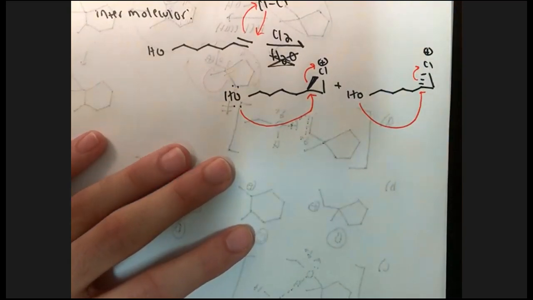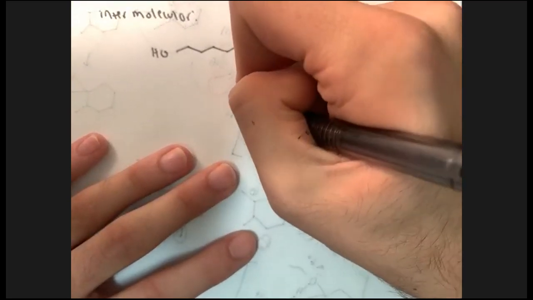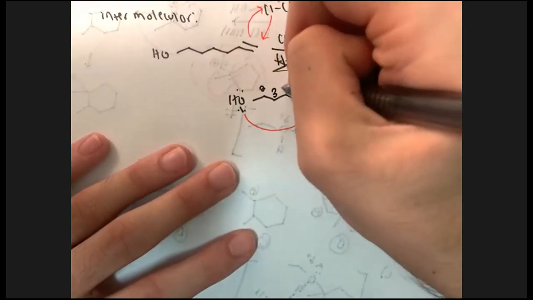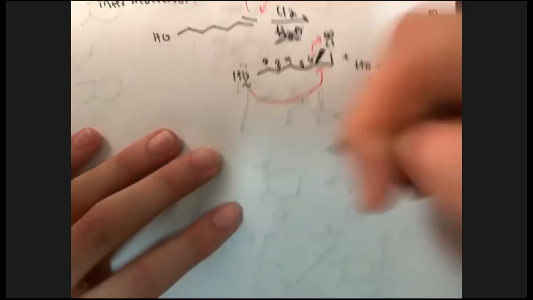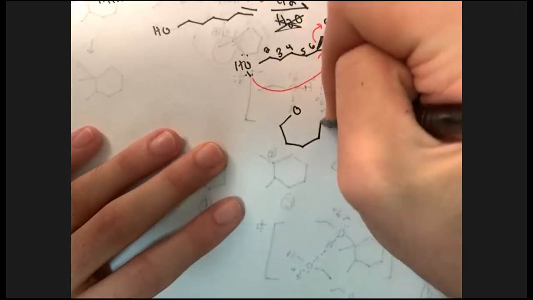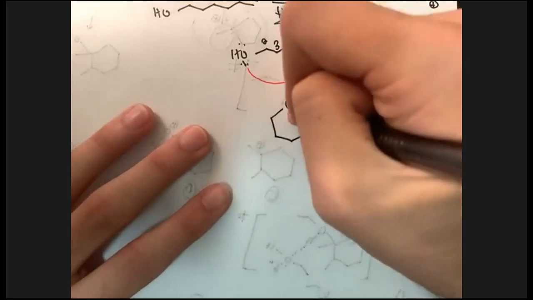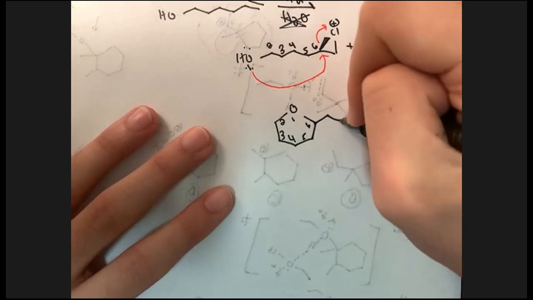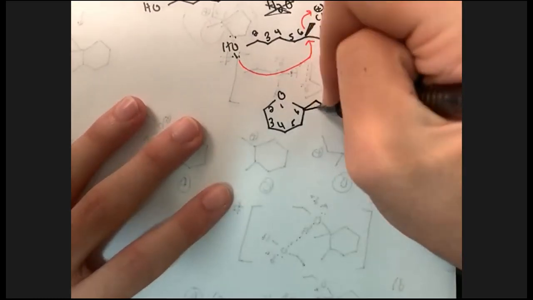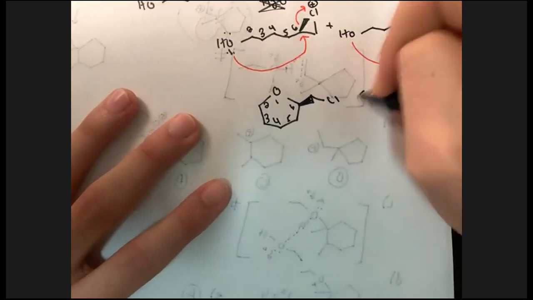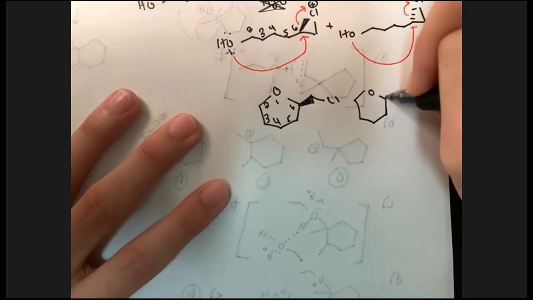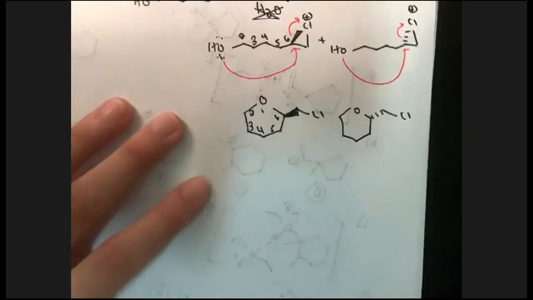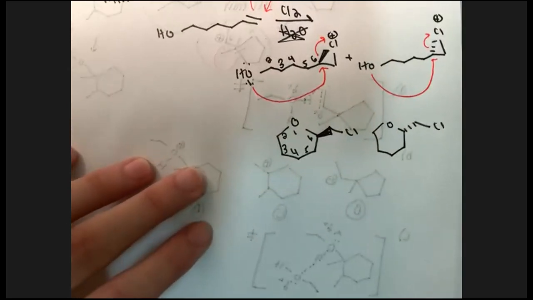Let's count the members of the ring. The oxygen is going to be 1, 2, 3, 4, 5, 6. So I have oxygen in my ring. It's a 6-membered ring, but oxygen is one of the atoms. It's not a carbon. Let's number that: 1, 2, 3, 4, 5, 6. And on position 6, it looks like we have a CH2Cl group, and this could be the wedge version. Over here we get the same product, but the dash version. So that's just an example of an intramolecular ring closing.